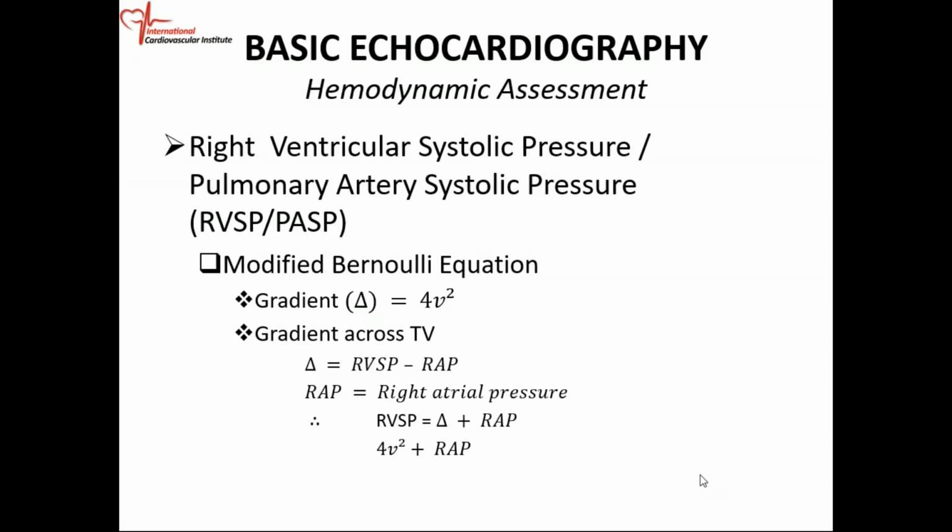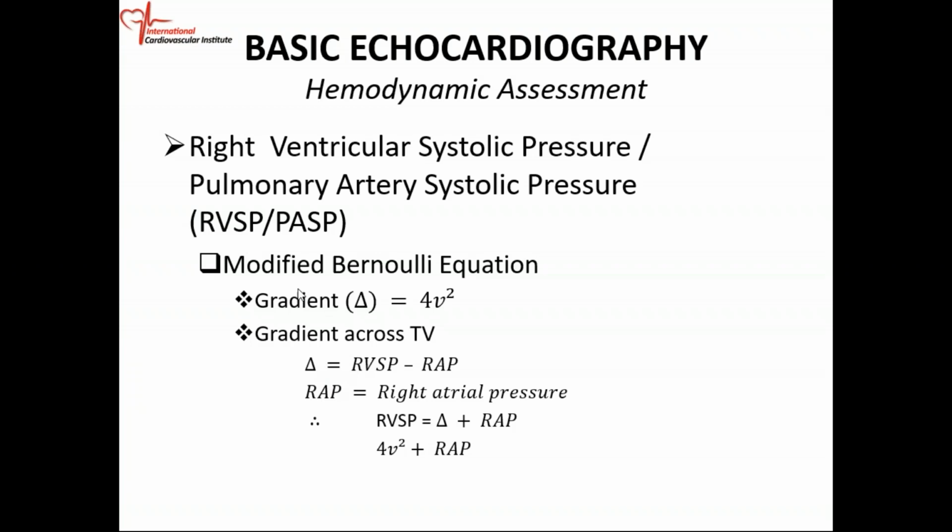So what we did was we look at the tricuspid regurgitation, because the only way you're going to get tricuspid regurgitation is if there's a pressure difference to force the blood from one direction into the other. So when you have tricuspid regurgitation, blood is flowing from the right ventricle across the tricuspid valve and into the right atrium in systole. So the gradient is the pressure difference between the right ventricle and the right atrium.